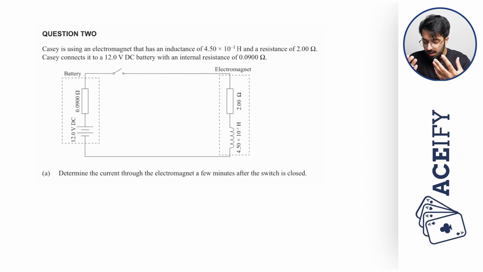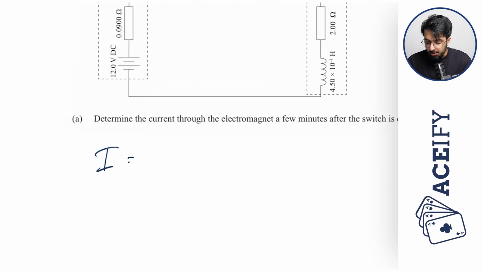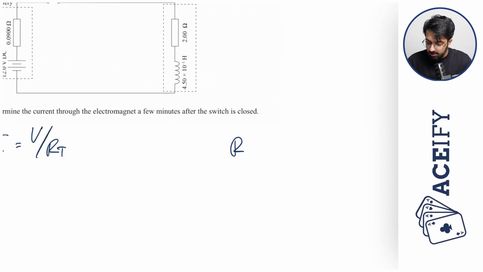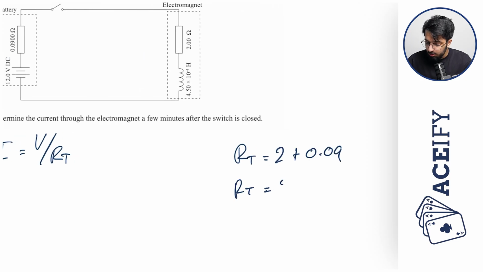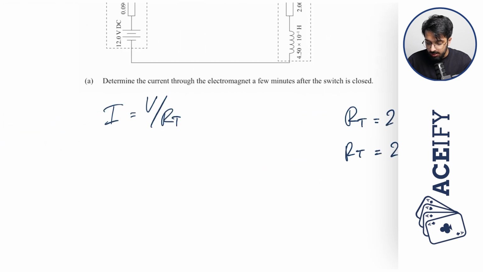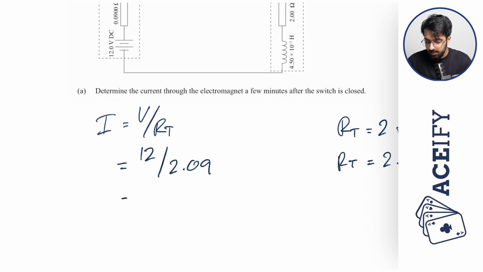Alright, so a few minutes after the switch is closed, we know that the electromagnet is going to act like an ideal wire, okay? And so there's going to be no back EMF, and so therefore the current through the electromagnet is going to be equal to the voltage divided by the total resistance. In this case, the total resistance is going to be equal to 2 ohms from here and 0.09 ohms from there. And so therefore our total resistance is equal to 2.09 ohms, okay? And so therefore V, which is 12 volts divided by 2.09, gives a current of 5.74 amps.